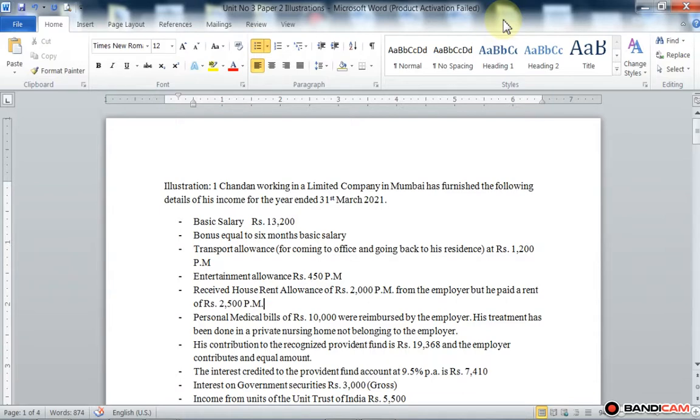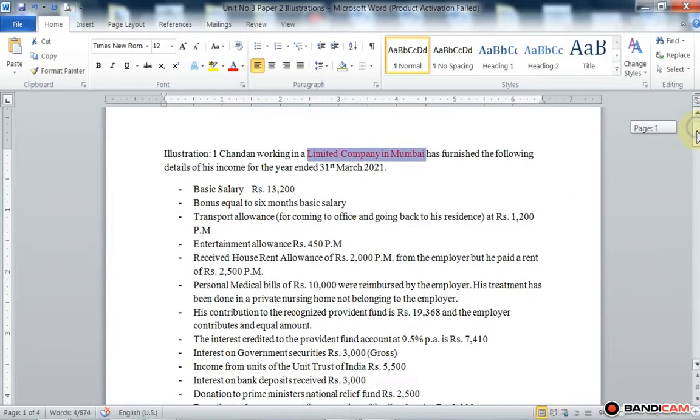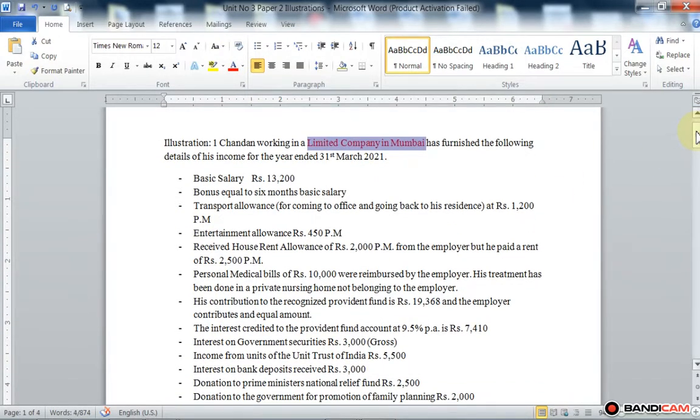Chandan is working in a limited company in Mumbai. The place is very important. He has furnished the following details of his income for the year ended 31st March 2021. So Chandan is the employee who worked in a limited company at Mumbai, and he furnished the details of income for the year ended 31st March 2021.